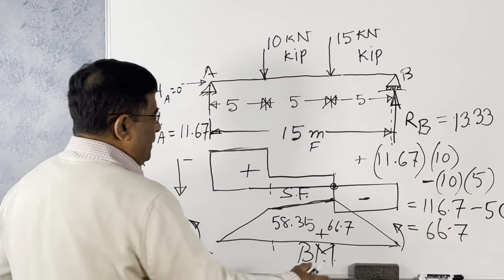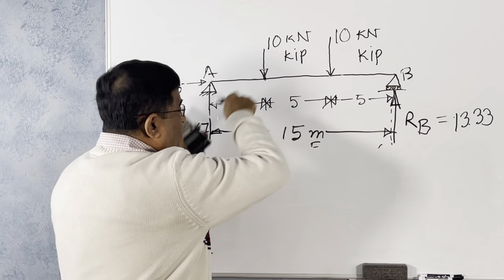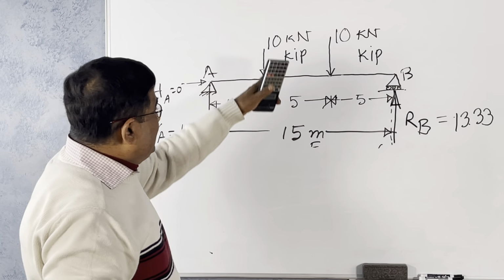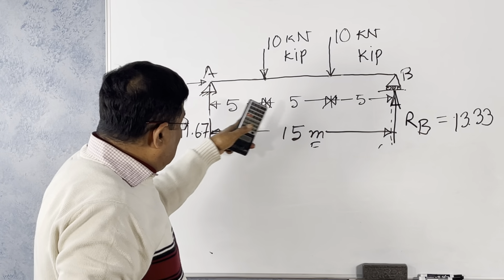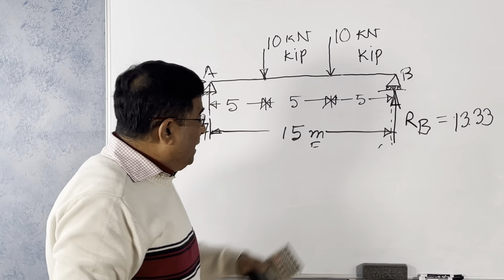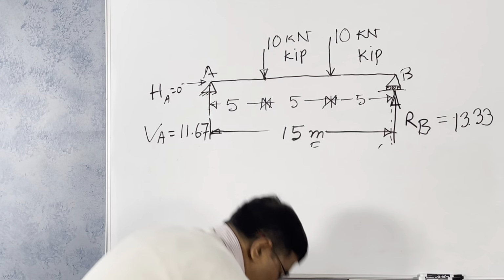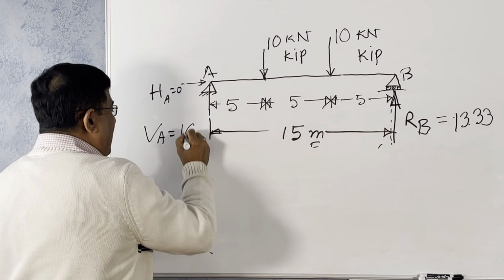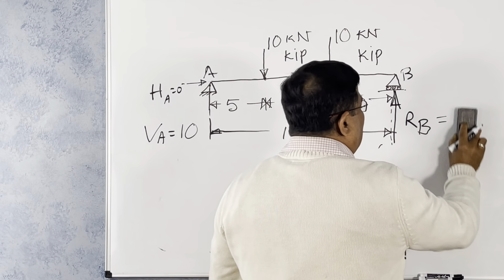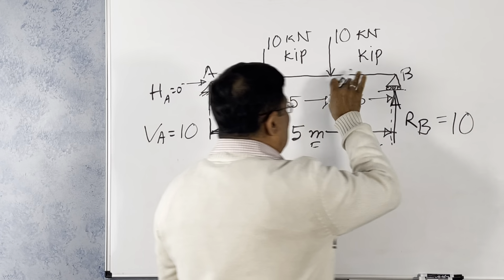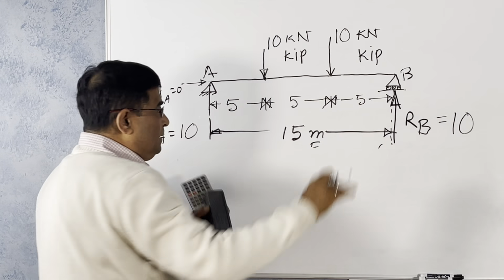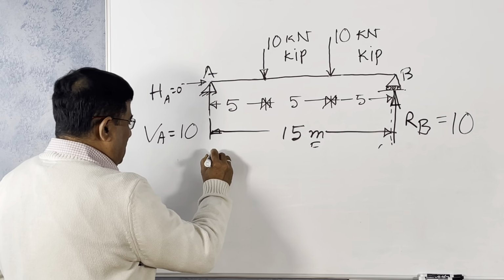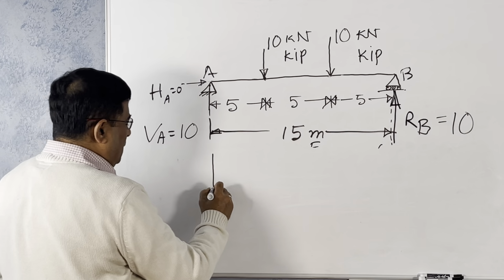You can take the moment about one point and from the other point take the moment and find out, but this is a waste of time. If you see that the loads are equal and the distance from each support is equal, straight away you can say the reaction here will be 10, and the reaction here will also be 10, because it's symmetric, equally divided. Now, what is the shear force? Vertically upward, 10. This is your baseline.